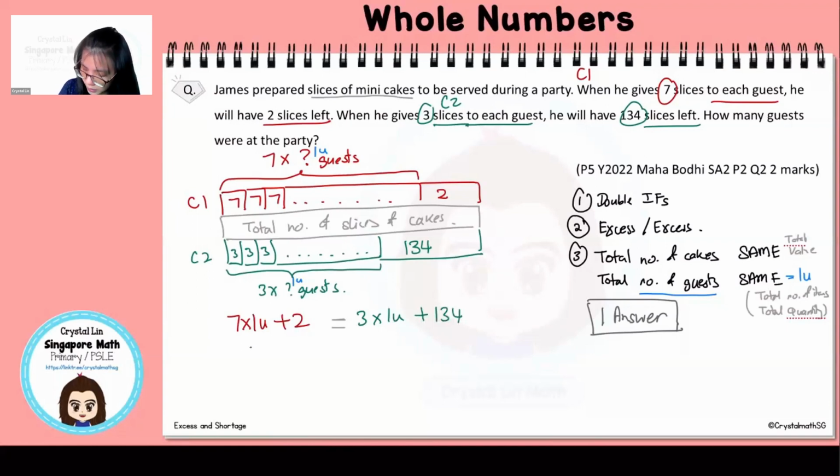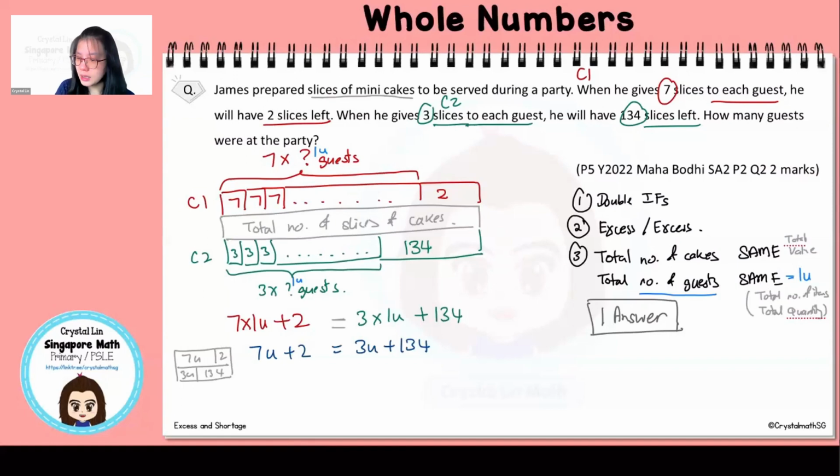Then 7 times 1 unit is 7 units. 3 times 1 unit is 3 units. 7 units plus 2 equals 3 units plus 134. You should know by now how to do this. Just in case for those who don't know, you can always draw a simple model like this.